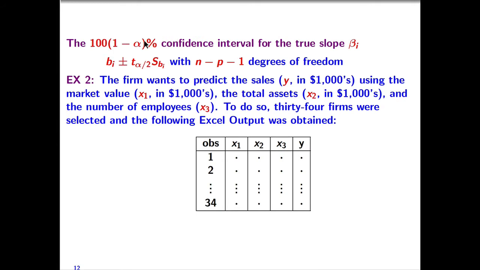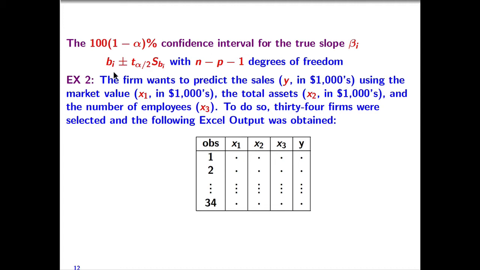Now, let's study the confidence interval. The 100 times 1 minus alpha percent confidence interval for the true slope beta i is given by this equation. You again have the point estimate plus or minus the margin of error. So we have bi plus or minus t of alpha over 2 times sbi with n minus p minus 1 degrees of freedom.